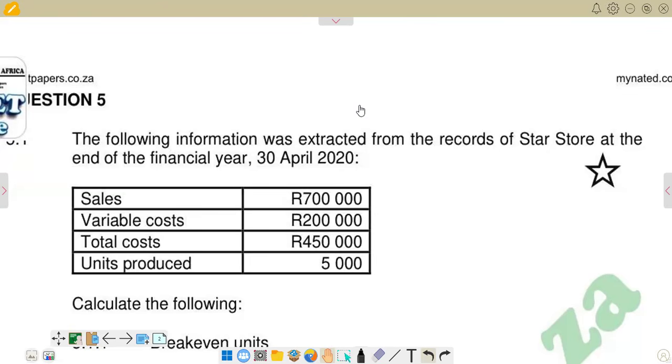Hello there. Welcome back to Cost and Management Accounting F6. We want to look at a question paper from November 2023. This is question 5, which is on the calculation of break-even point.